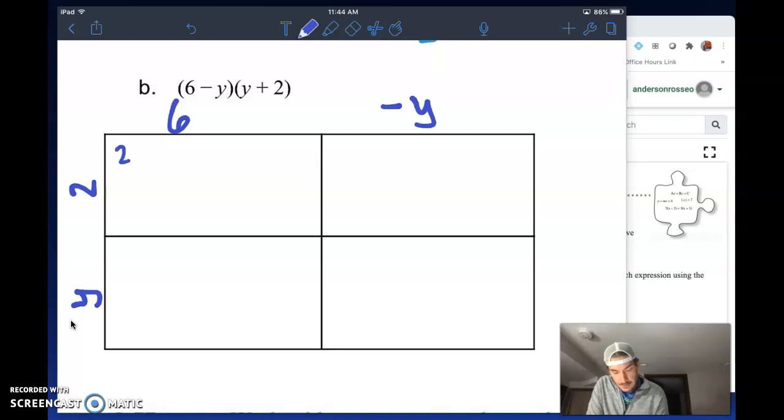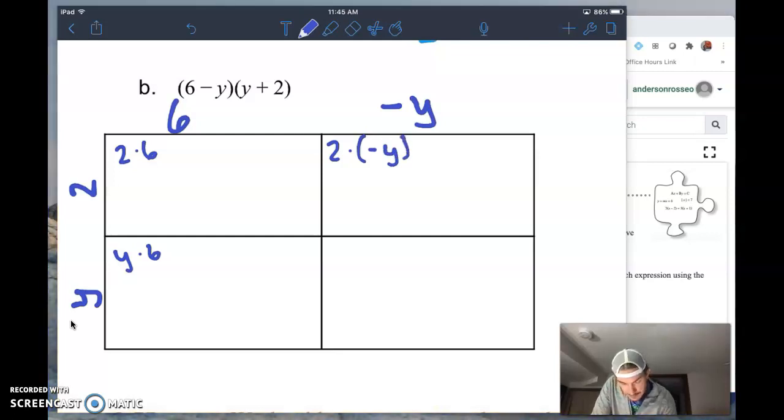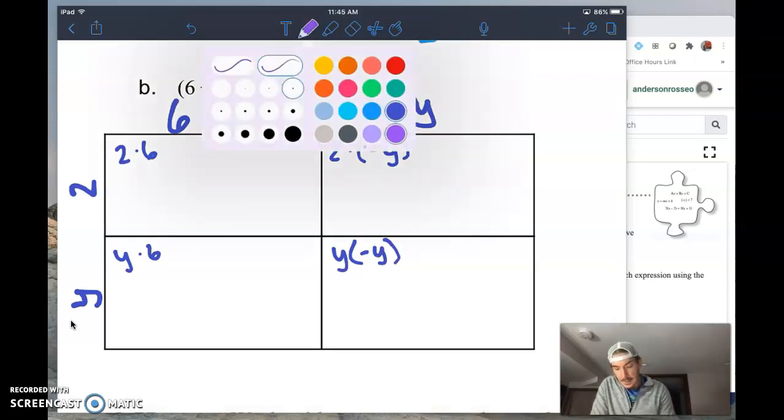Up here is simply going to be 2 times 6. Down here is going to be y times 6. Over here is going to be 2 times, and I'll put this in parentheses because the y is negative, 2 times negative y. And lastly, y times negative y. Those are a couple different ways to write the multiplication. Let's do this in a different color so it stands out a little bit more.